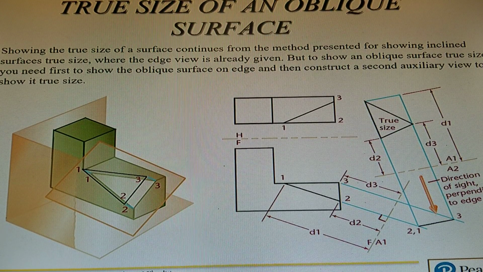Okay, we're not going to talk about this too much. This is true size of an oblique surface. Showing the true size of a surface continues from the method presented for showing inclined surfaces true size, where the edge view is already given. But to show an oblique surface true size, you need to first show the oblique surface on edge and then construct a secondary auxiliary view to show its true size.